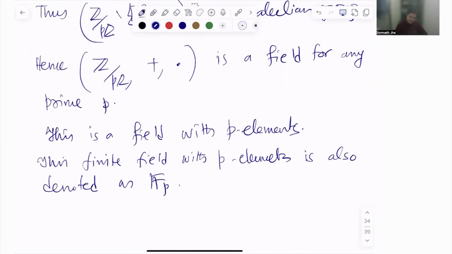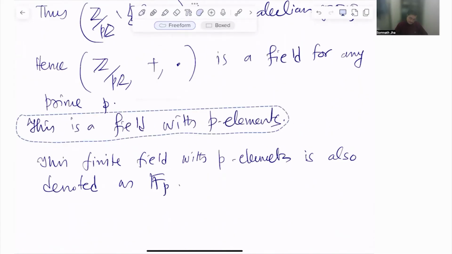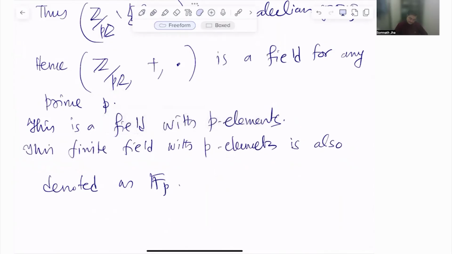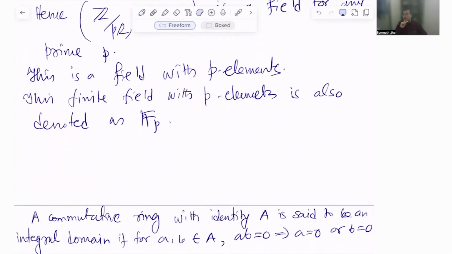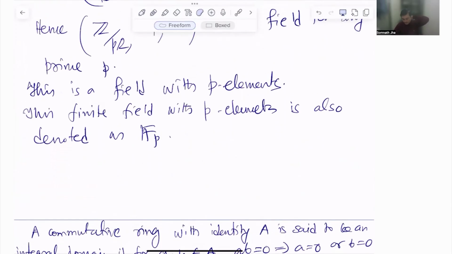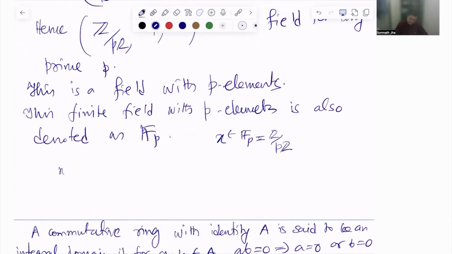Okay, so here we see another thing. This is a finite field, and this is also denoted by F_p. Here we see that if we add an element p times, so if you have an element in F_p equal to Z mod pZ, I'm denoting any element here x, right? Then if I add x plus x plus x, p times, then this is 0, where 0 is the additive identity of this field. This is for all x. So p times x equal to 0.